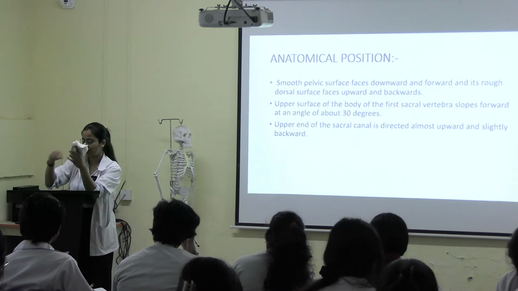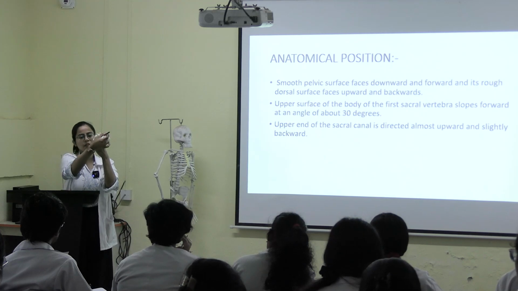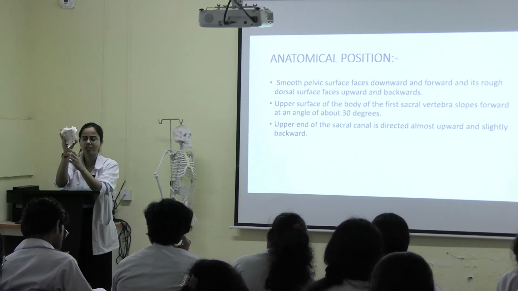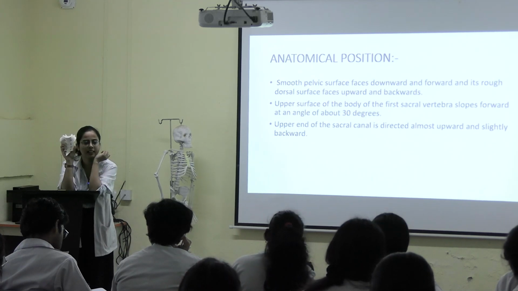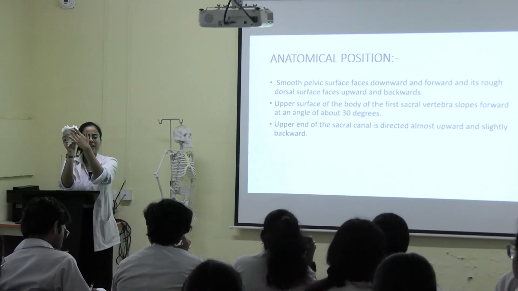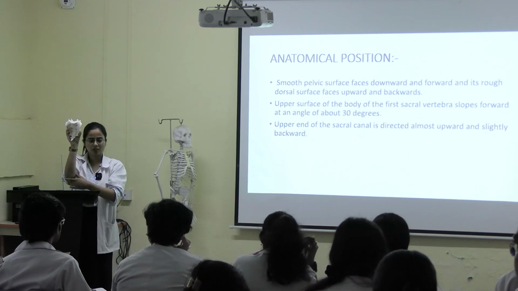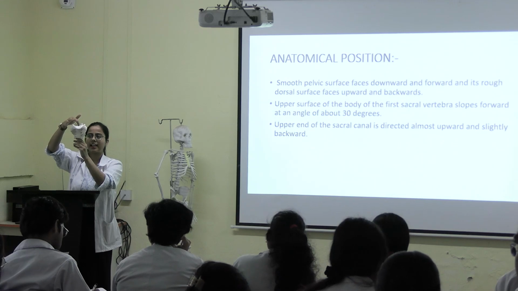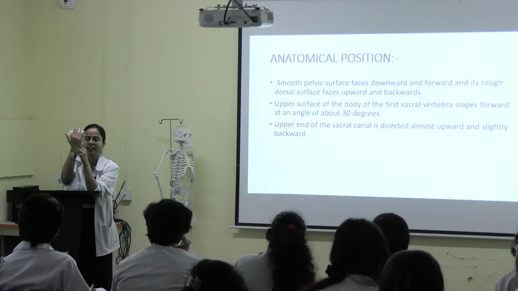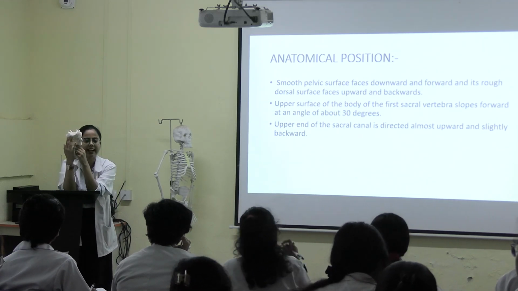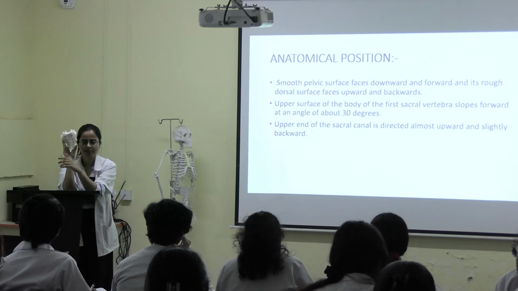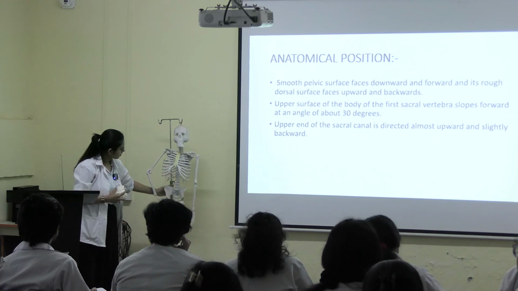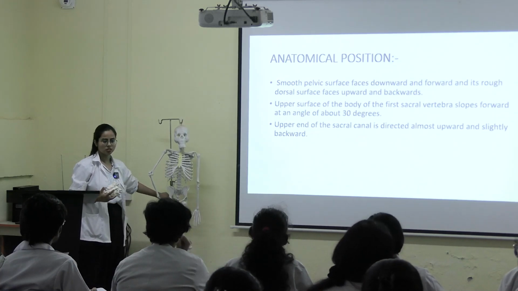There will be one gap which is called the sacral canal, which is backward and forward. So this is how you hold the sacrum in anatomical position. The pelvic surface should be forward and downward. The dorsal surface should be backward and upward, and the sacral canal should be backward and forward, and the superior surface of the sacrum should make an angle of 30 degrees with the horizontal. So this is the anatomical position of the sacrum. You can see here also how the sacrum is in anatomical position.